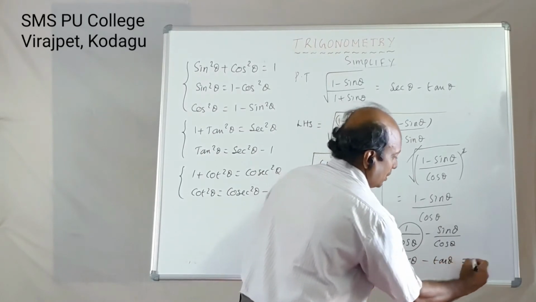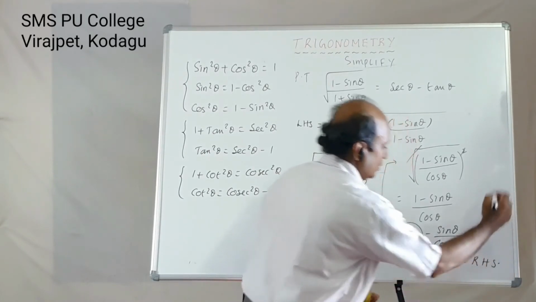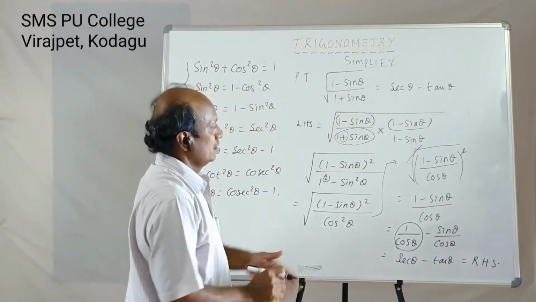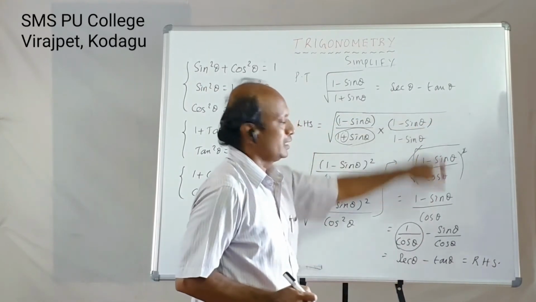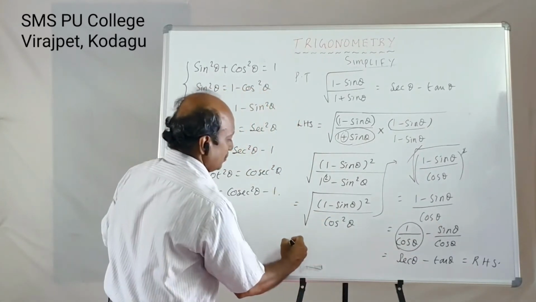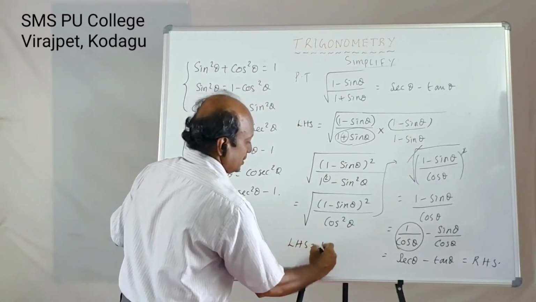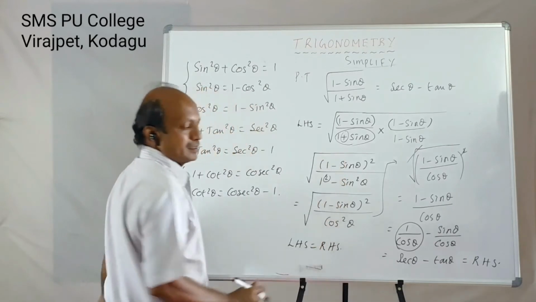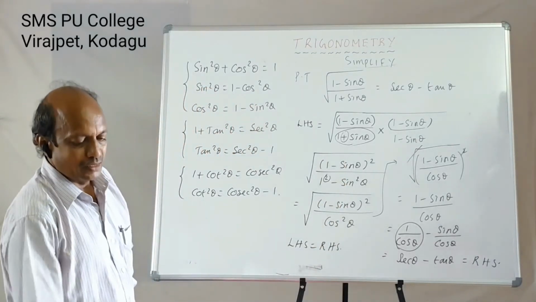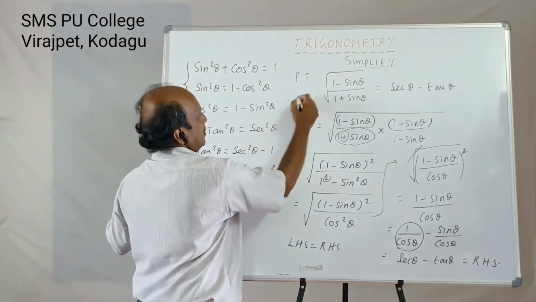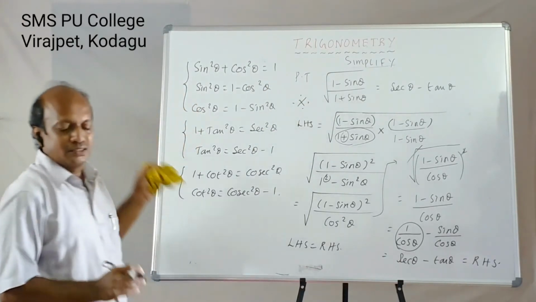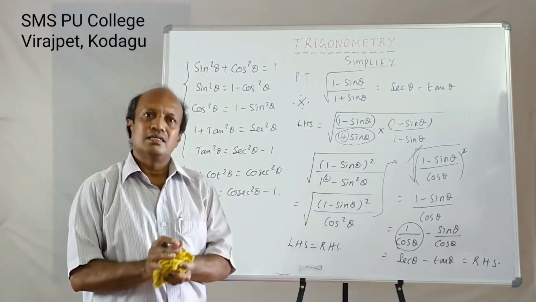Now look at the right hand side. Are you getting the same thing? What is the right hand side required? Secant theta minus tan theta. Therefore, what is the final conclusion? You are getting LHS equal to RHS. So remember this type of question. Sure shot you are going to get one question, maybe a 2 marks or at the most it can be asked as a 3 mark question.